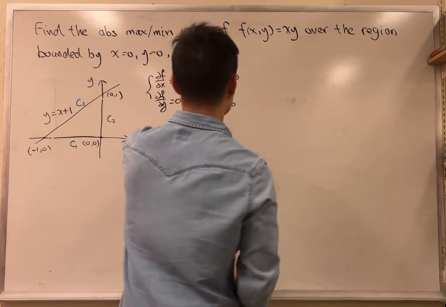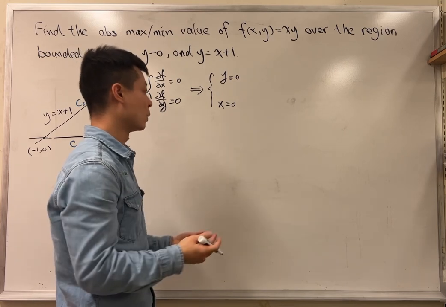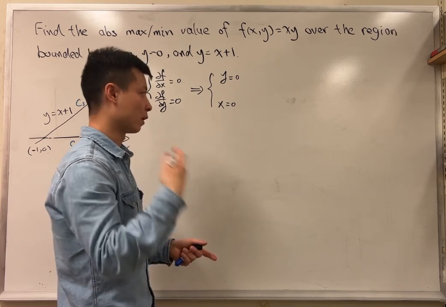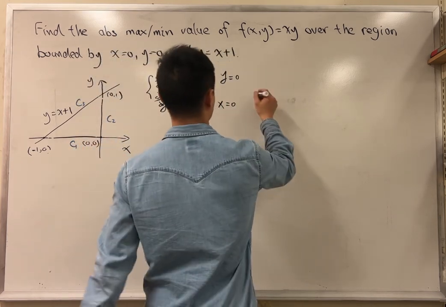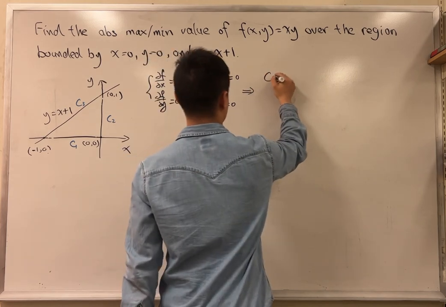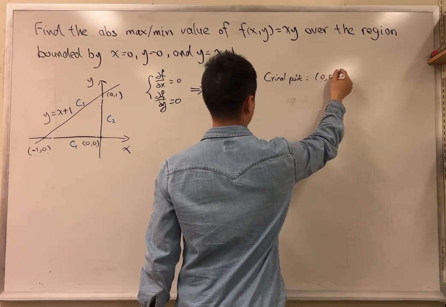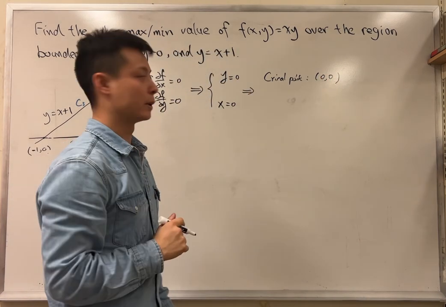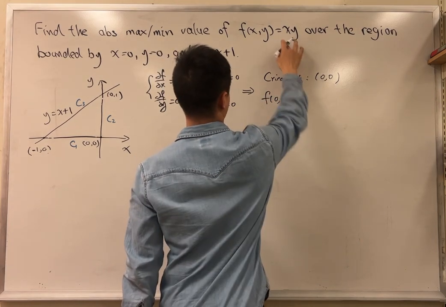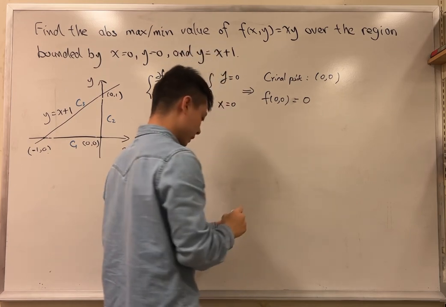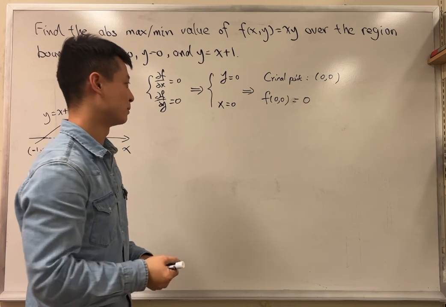This is going to be the only critical point of the function, because there's no way for the partial derivative to not exist, which eliminates the possibility of having the second type of critical point. So the conclusion here is the critical point is going to be (0, 0). Evaluate the function at the critical point: f(0, 0), plug in, that gives us 0. So the function is going to be 0 evaluated at the critical point.